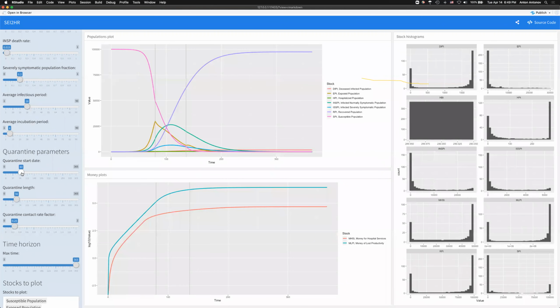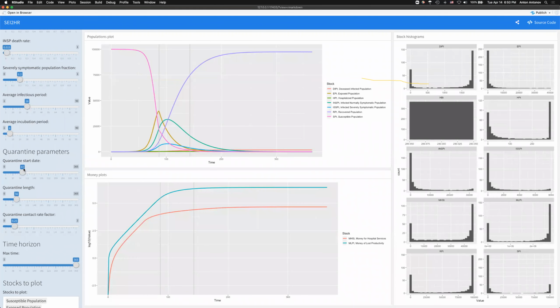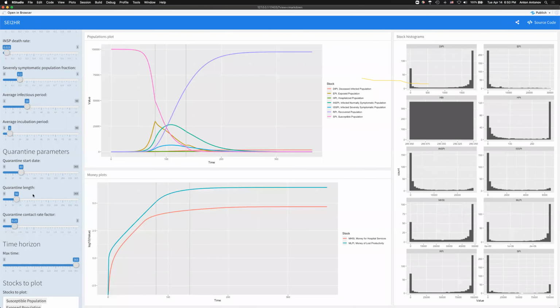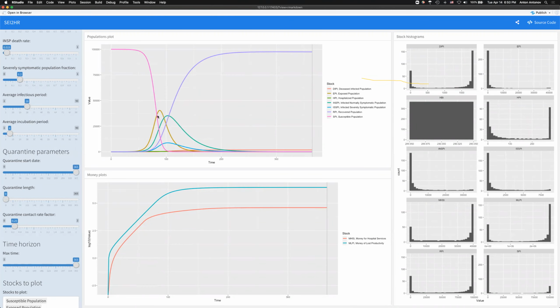You can see that there are some very nonlinear effects. These curves show me the number of exposed, the number of infected, severely symptomatic and normally symptomatic. There's a very small range of starting the quarantine in which the effects can be quite dramatic. So this is what is happening here. Of course, we can ask ourselves what is going to happen if there is no quarantine. So I'm going to put quarantine length to 0. The quarantine started at 365 days, right? So this is how it looks if there is no quarantine.